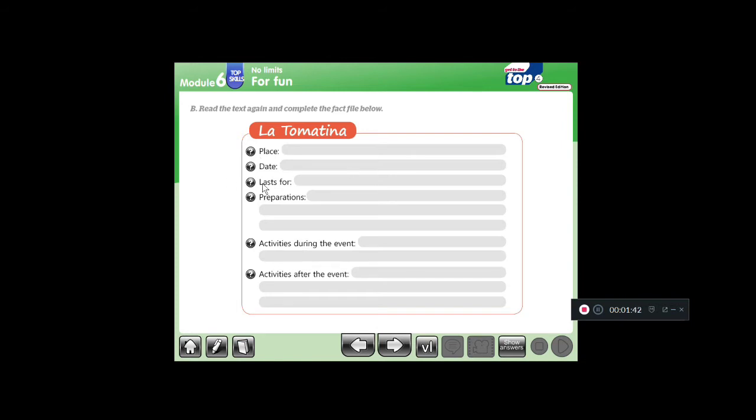We're gonna look for information about the place, the date, lasts for, es decir, la duración. Preparations. ¿Cuáles son las preparaciones? Preparations before the event, antes del evento. Activities during the event. Las actividades que se realizan durante el evento. Activities after the event. Since we have already seen a video, desde que ya hemos visto un video, we have a general idea what La Tomatina is about. ¿Ok? Ahora vamos a leer un poco más para obtener un poco más de información.